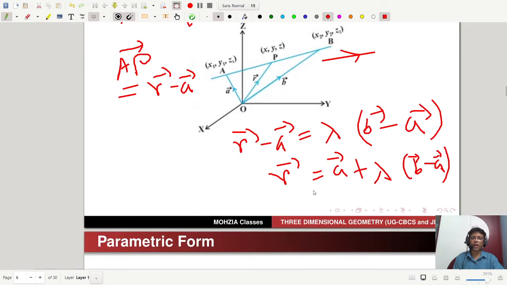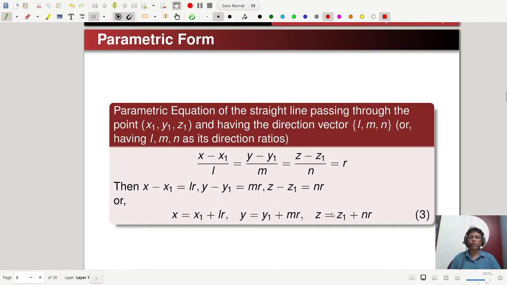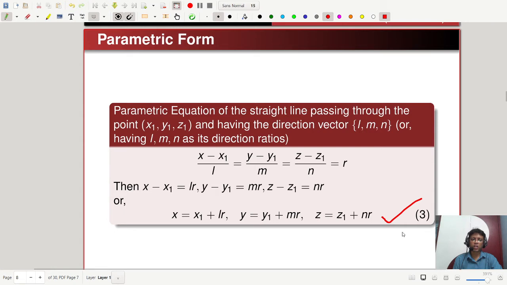Now I will talk about the parametric form. What is the parametric form? The parametric equation of the straight line passing through the point x1, y1, z1 and having the direction vector elements l, m, n. You know that this is the canonical form of the line. You just write this ratio equal to r, as a scalar r. So it will represent x equal to x1 plus l r, y equal to y1 plus m r, z equal to z1 plus n r.